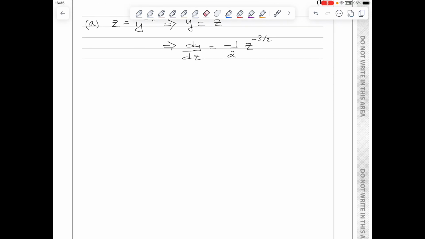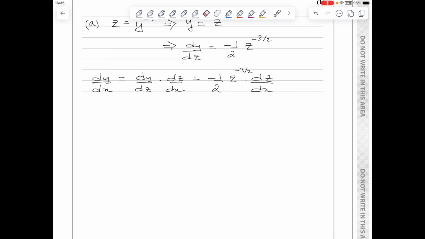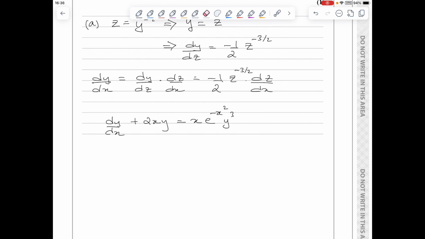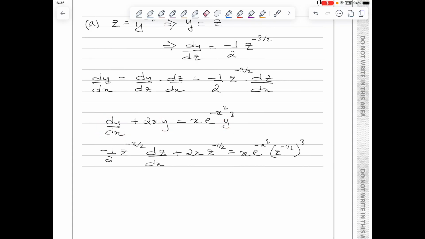Next, I want to get dy/dx in terms of z and x only. So I will use the chain rule, dy/dz times dz/dx, and dy/dz will be this expression I have found above. So now I can go to equation 1, which is this one, and replace dy/dx and those two y's with what I have found above. So I get this equation.